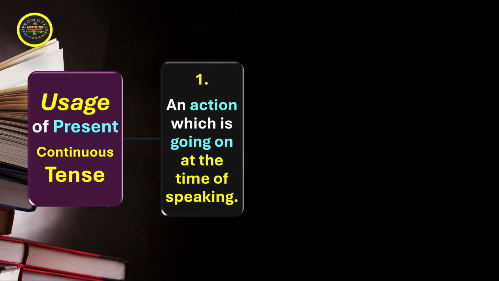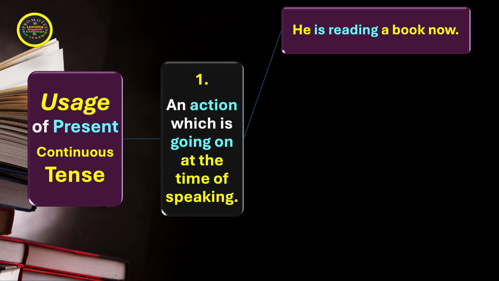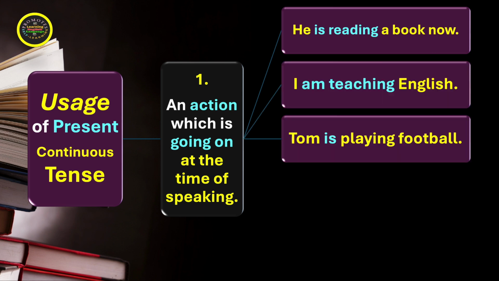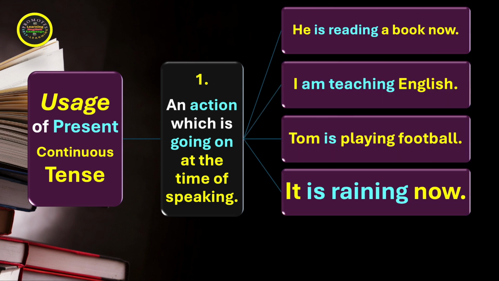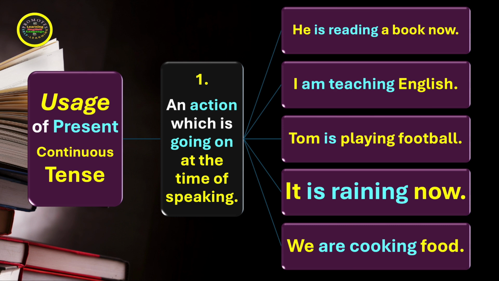Now we move on to the next stage, that is usage of present continuous tense, and the first point is an action which is going on at the time of speaking, at the time of progressing, at the time of happening, we can say that. Let's see the examples. Is he reading a book now? I am teaching English. Tom is playing football. It is raining now. We are cooking food. So the action is progressing at the present moment, at the time of speaking.